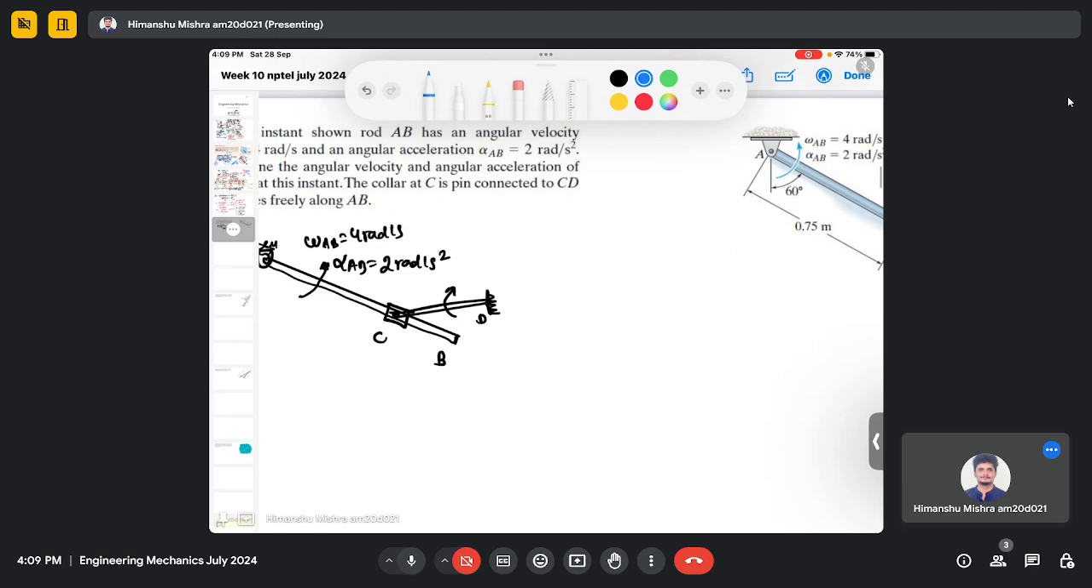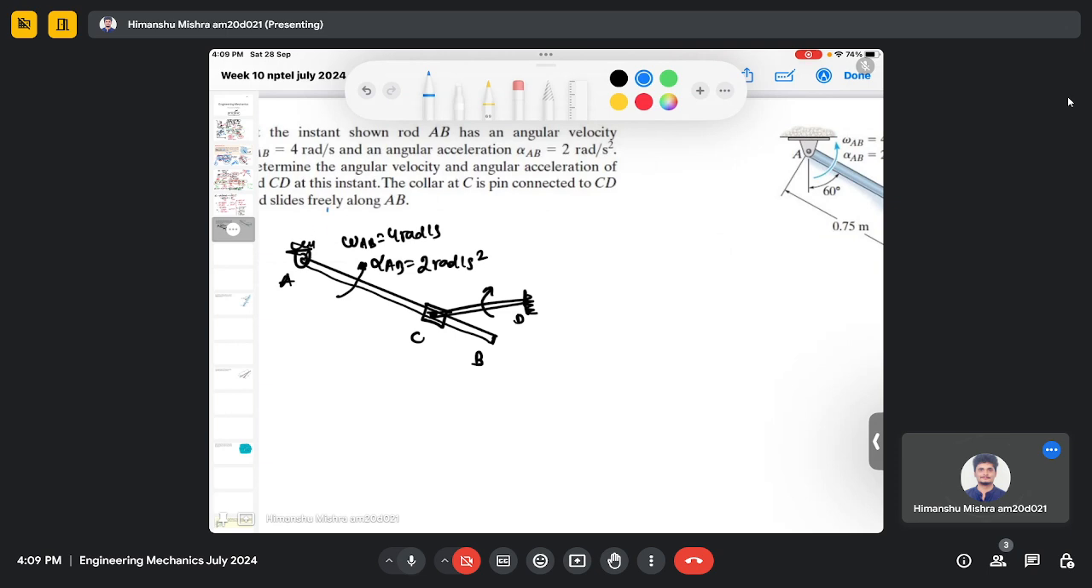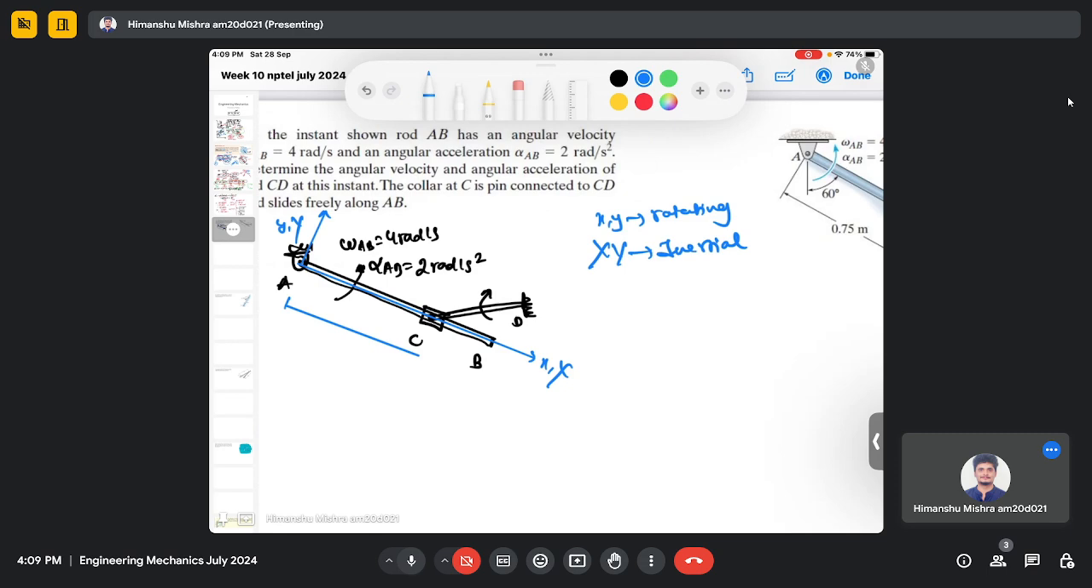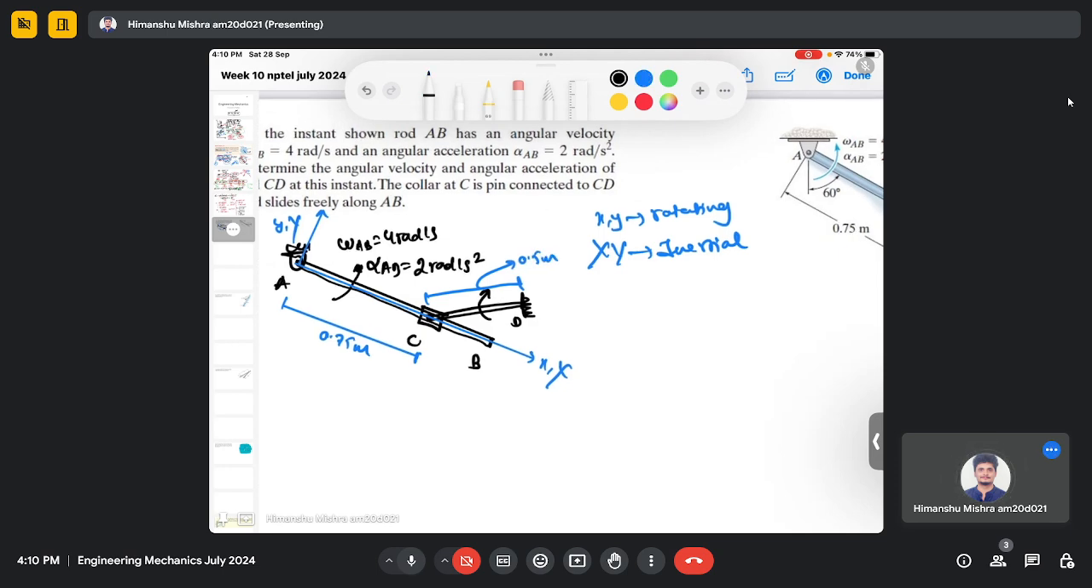And let's say my coordinate system is aligned so this is my small x and capital X, and this is my small y and capital Y. So small y and small x are my rotating frame, and capital X and capital Y is my inertial frame. And this distance is 0.75 meter, and this distance is 0.5 meter. So we need to figure out the angular velocity and acceleration of rod CD.